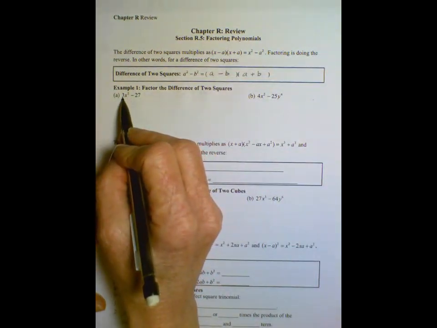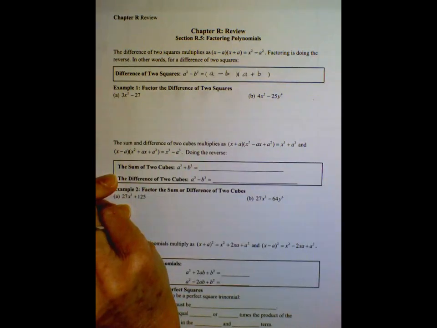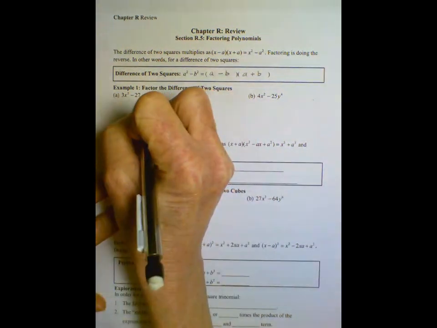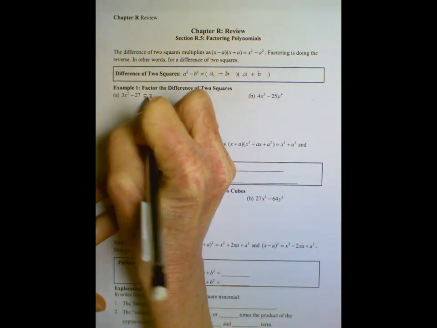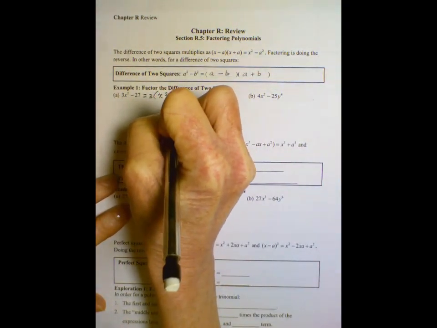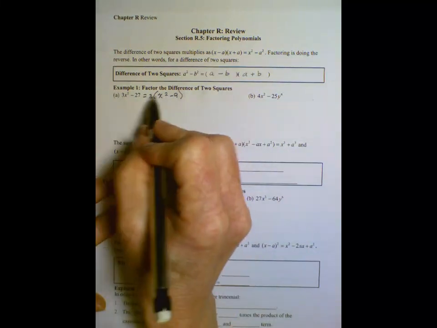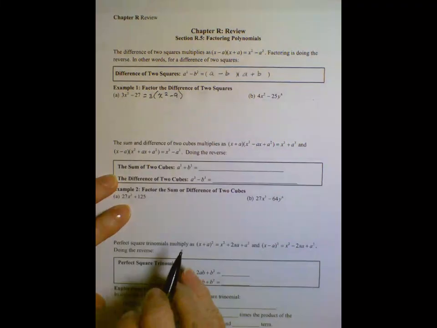3 has the only factors of 3 and 1, so we go to 27. Does 3 divide evenly into 27? It does. Great. So we can pull out a 3. And what's left? x squared minus 9, right? 3 times x squared is 3x squared, 3 times negative 9, negative 27.